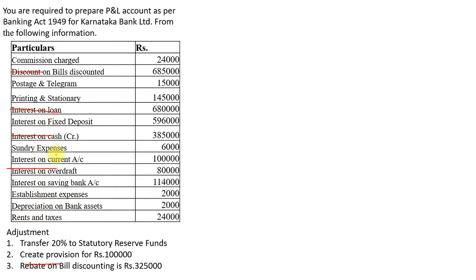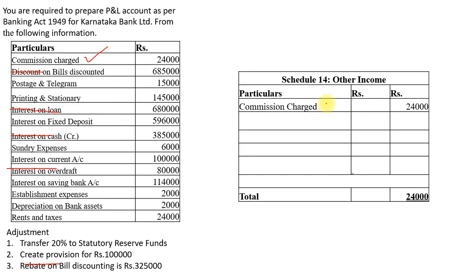Postage, printing, interest, sundry expense, interest, establishment. Rest all are expenses, and these are the remaining ones, which, from the point of view of income, won't appear. So there's only one other income, that is commission charged. So under schedule 14, other income, we will write commission charged, amount is 24,000. So the total comes to 24,000 because that's the only thing available.